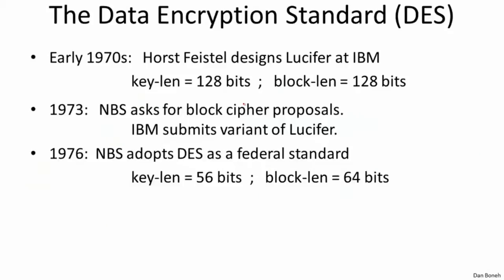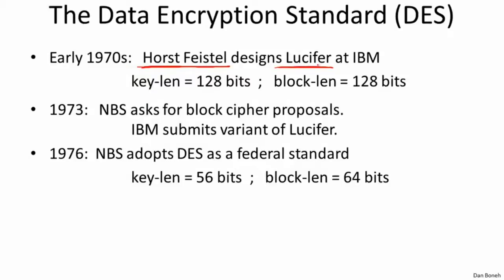Okay, so let's talk about the history of DES. Essentially, in the early 1970s, IBM realized that their customers were demanding some form of encryption. And so they formed a crypto group, and the head of that group was Horst Feistel, who in the early 70s designed a cipher called Lucifer.